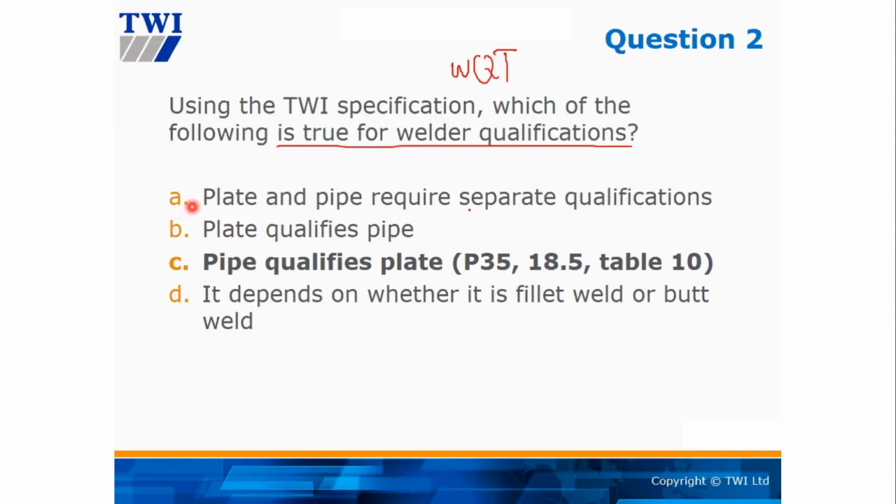So we move to question number 2. Plate and pipe require separate qualification. That is wrong, because pipe qualifies for plate. So no need for separate qualification. If you have pipe, just do pipe, but that also qualifies plate. Plate qualifies pipe, that's wrong, unless pipe qualified for plate. Yeah, but C is the best answer here. Okay.